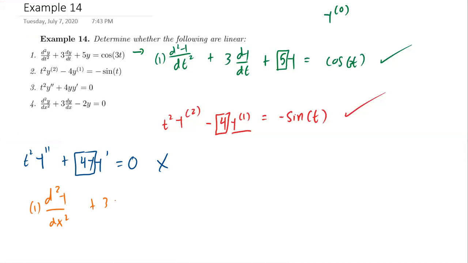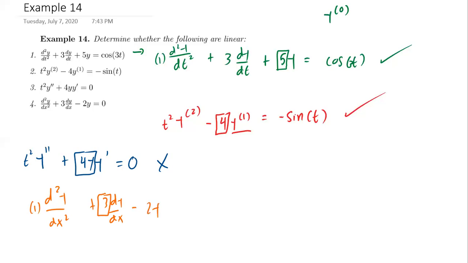Plus 3 dy dx. Okay, it's a derivative. Whatever's in front should be an expression involving t. Okay, it works. 3 is a constant, so it's an expression involving t. You can think of there being a t to the 0 in there.